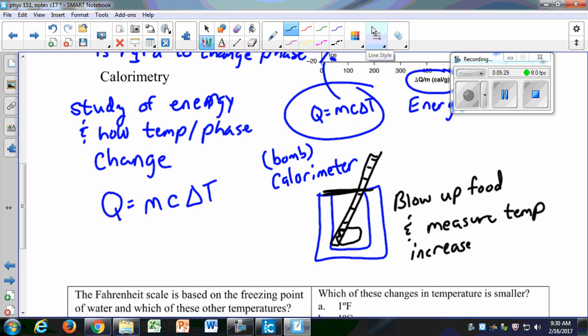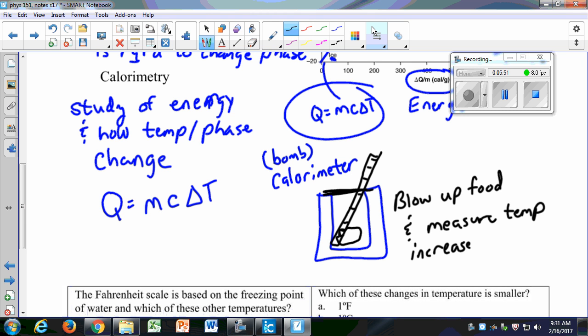All right, that's fairly interesting, right? How they determine the caloric content of food. It's just through this method of calorimetry. You blow it up, and then you see what is the extra increase in temperature. You could do the same with a piece of wood, right? You set it on fire and see how much heat is generated by that piece of wood. And then that would tell you how much energy is contained within the physical structure of the wood.